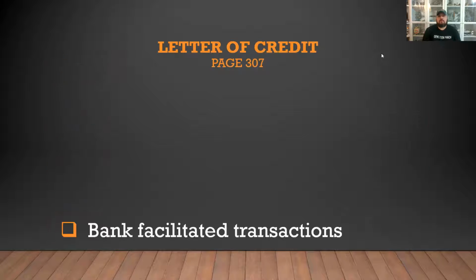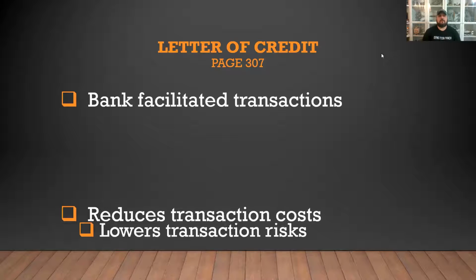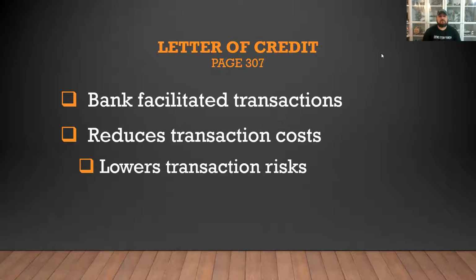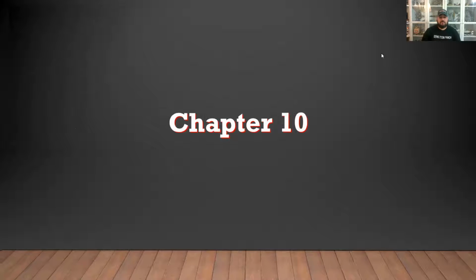Basically, a letter of credit is a bank-facilitated transaction. The importer is going through his trusted bank, his or her, and the exporter is going through their trusted bank. These banks have done countless numbers of these transactions, so they trust each other. That way the uncertainty between the importer and exporter is relaxed because they're going through their trusted banks. It reduces the transaction cost by simply lowering the transaction risks. It's pretty simple. So now moving on to chapter 10.